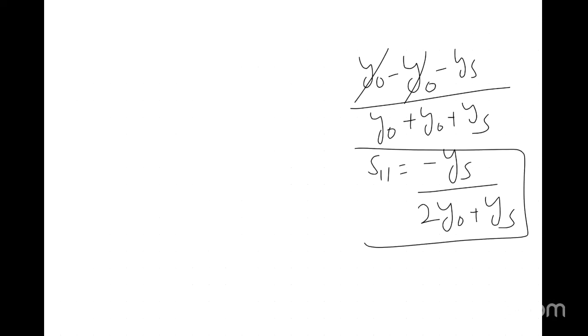Similarly, we have to calculate S22. As it is a symmetrical junction, S11 equals S22, so we will get the same value for S22: minus Ys by 2Y0 plus Ys. Next, I am calculating S12 and S21. So four parameters we have to calculate.